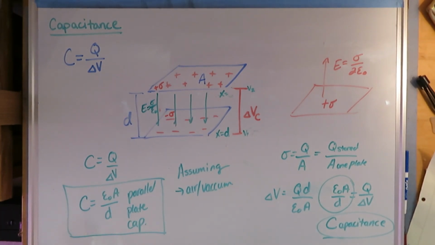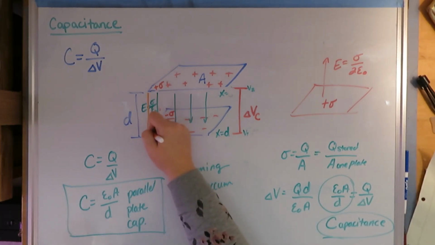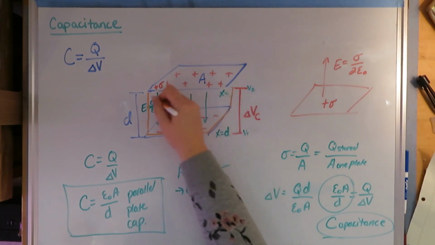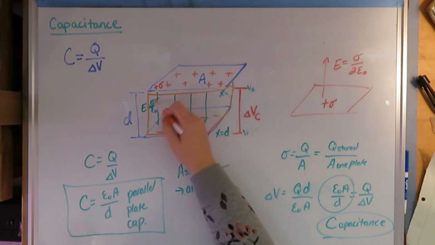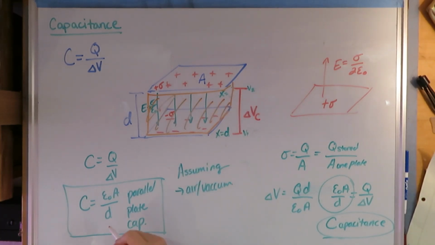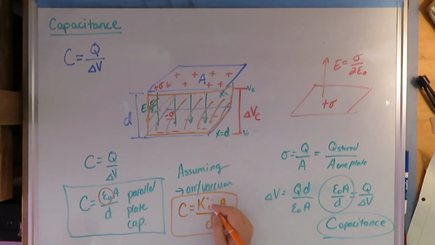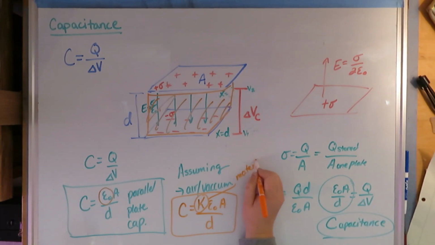If I put, say, an insulating material inside of here, like I said, we are going to do problems like that, then that insulating material is going to cause a change in here, and we're going to find that our capacitance is equal to some constant times epsilon naught A over D. We're going to talk more about this tomorrow, but this constant is based on the material in between, which we call a dielectric.